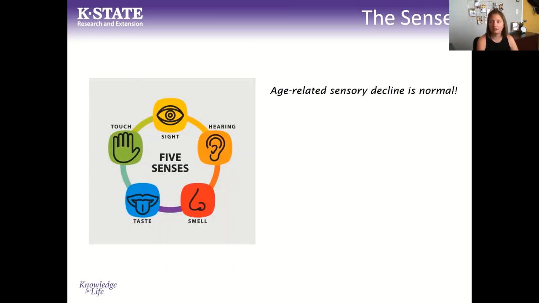And then I have a little pop-up that says that age-related sensory decline is normal. So you'll notice through this PowerPoint slide, especially in these first few slides here, that I have them what I call clickable, meaning that not all of the information shows up on the slide at once.